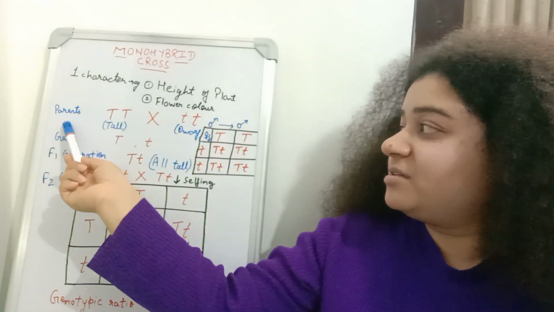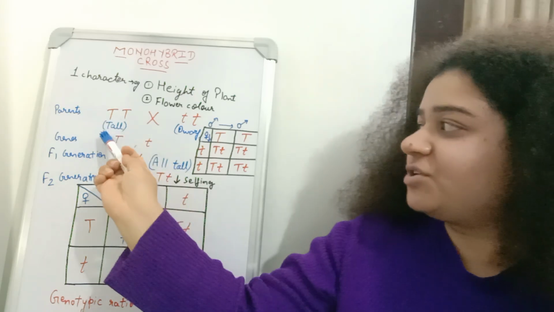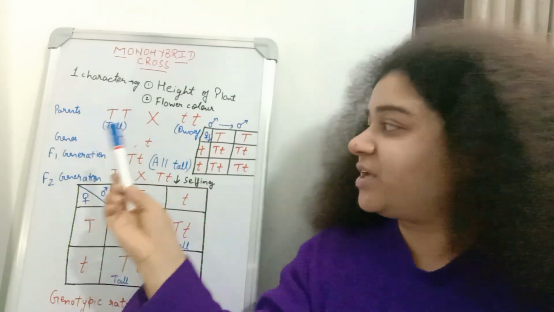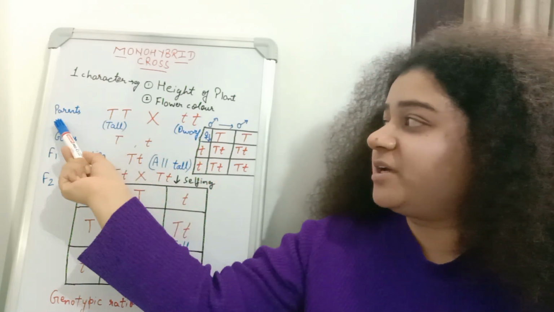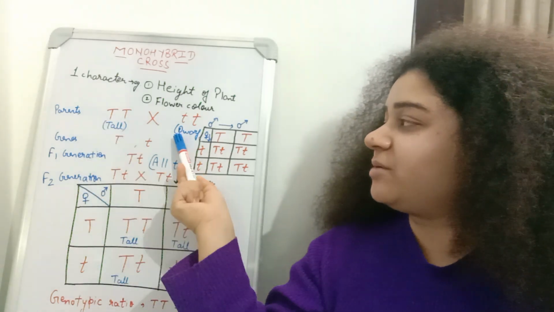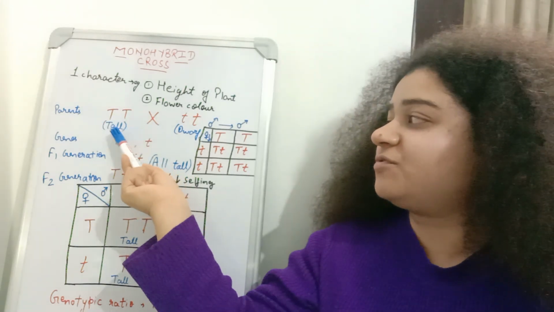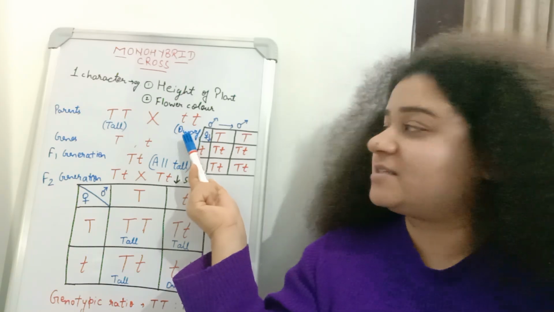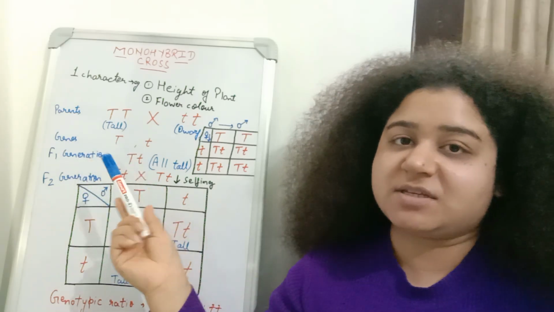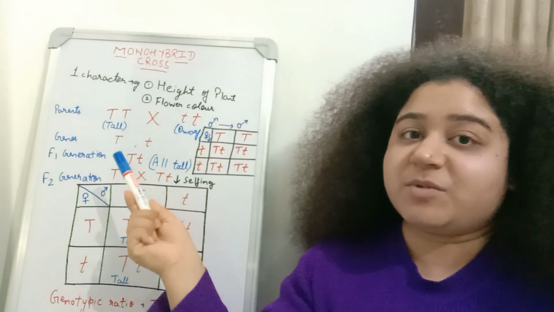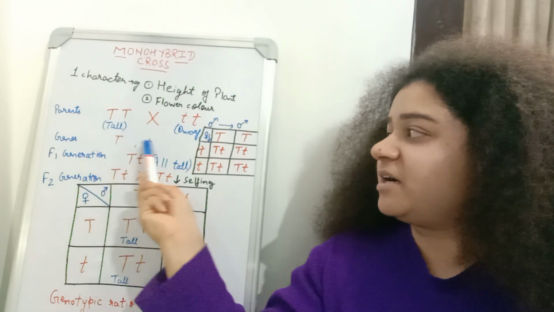So let's see the alleles that are to be considered. For tall character we consider capital T, and for dwarf character we take small t. Since this is a parental generation, we show it in this way. Capital T capital T is the homozygous dominant phase of the tall plant, and small t small t is the homozygous recessive phase of the dwarf plant. Then while crossing, we will first see what genes are to be made from this parental generation. The genes would be capital T and small t.